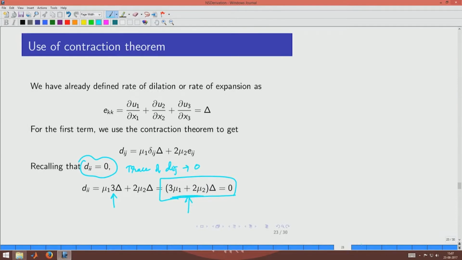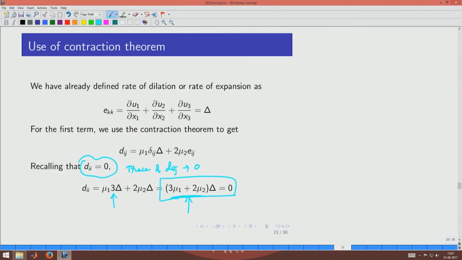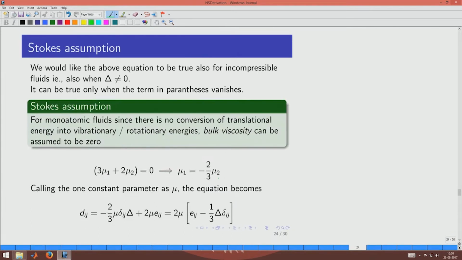And this has a name, this is called the Stokes assumption. So in the Stokes assumption, we say that if you want this equation to be 0 even when the rate of dilation delta is not 0, then it can only happen when the quantity in the parenthesis does not survive, which means that we can relate mu1 and mu2. This is how we are relating mu1 and mu2, and this goes by the Stokes assumption, which is valid for fluids that contain molecules that are not too long, etc. It is also called taking the bulk viscosity as 0.